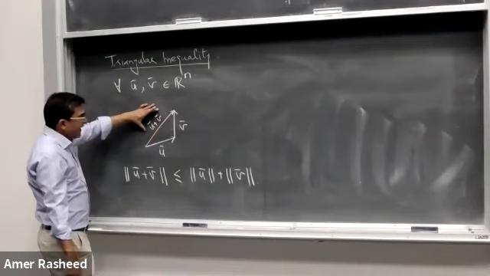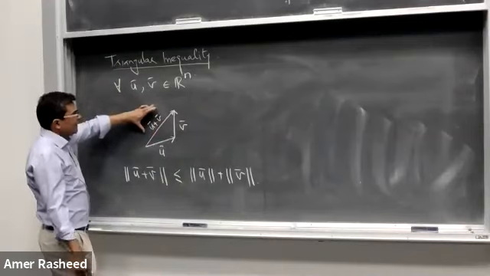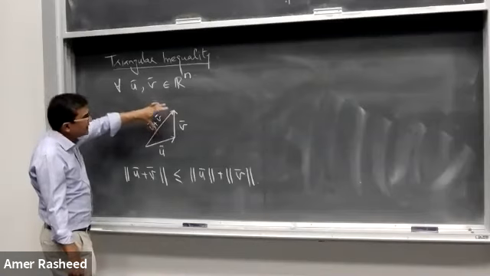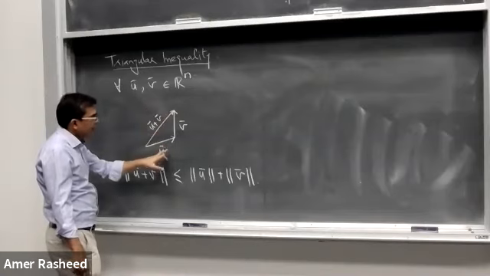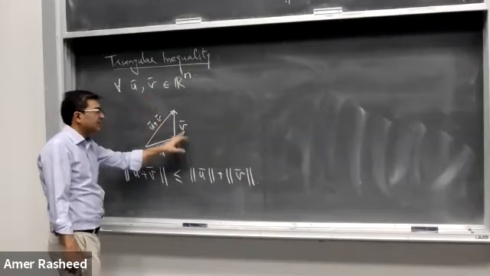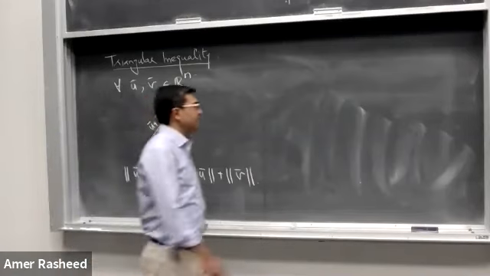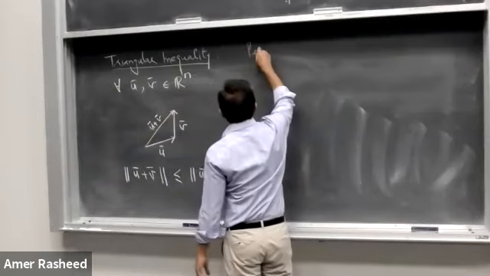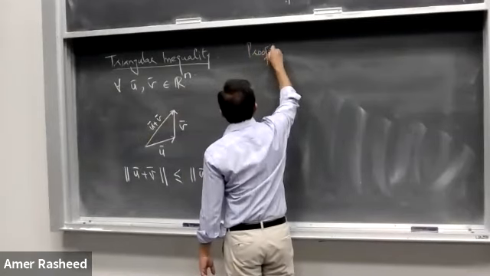So this is the bigger side. We say here that the length of this side is always less than or equal to the sum of this side plus the length of this side. This is what the triangle inequality tells us. Now, how to prove it?